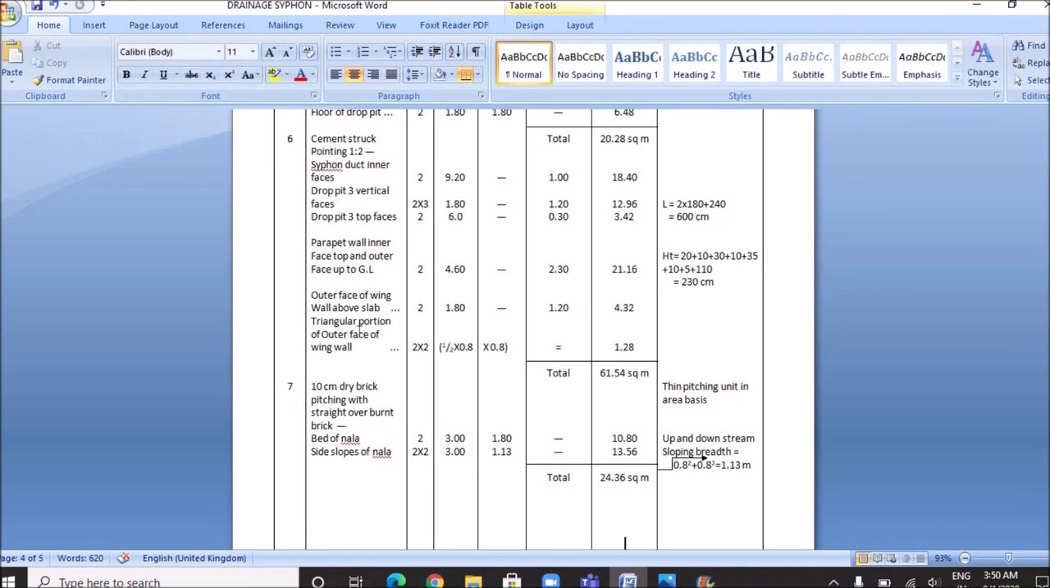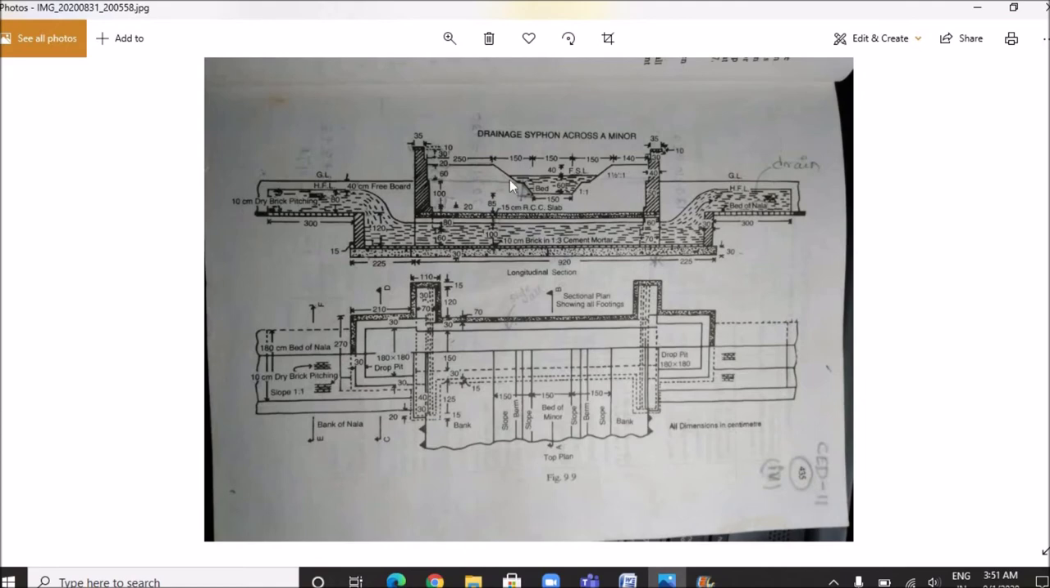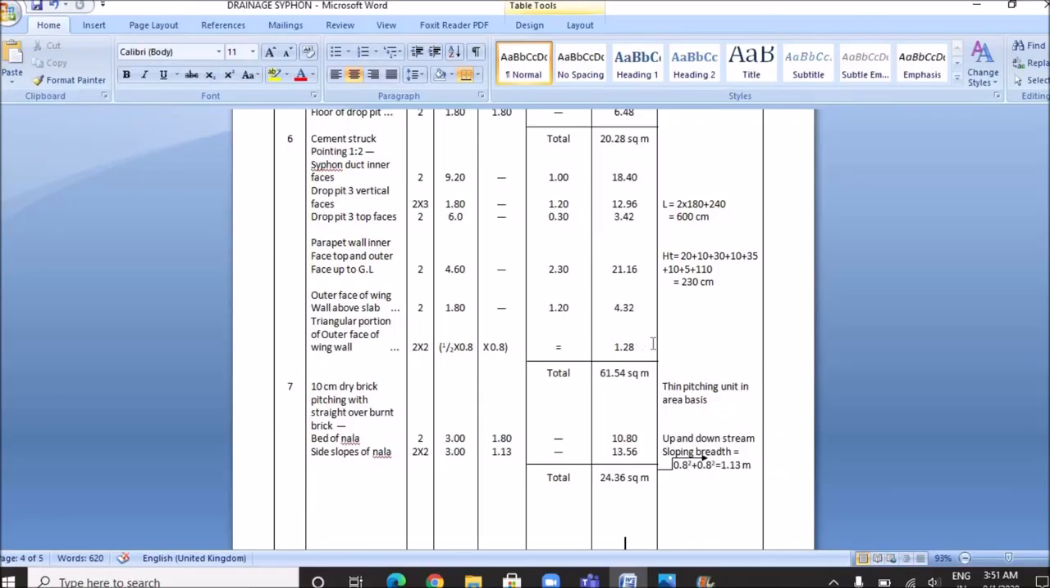Then for the triangular portion of outer face of wing wall, there are a total of 4 triangular portions. The area is calculated by taking the slope as 1:1. So, half into 0.8 into 0.8 into 4 triangular portions. So, the quantity is calculated as 1.28 square meter. And the total quantity involved in cement pointing work is 61.54 square meter.